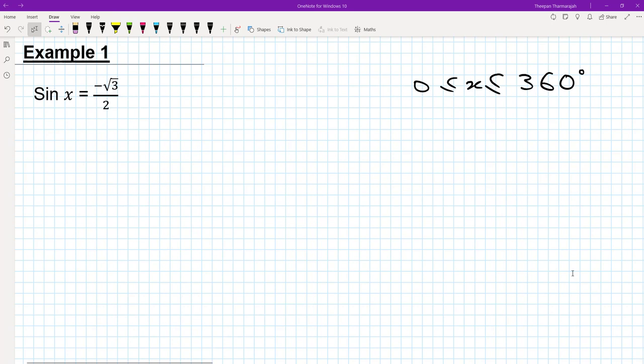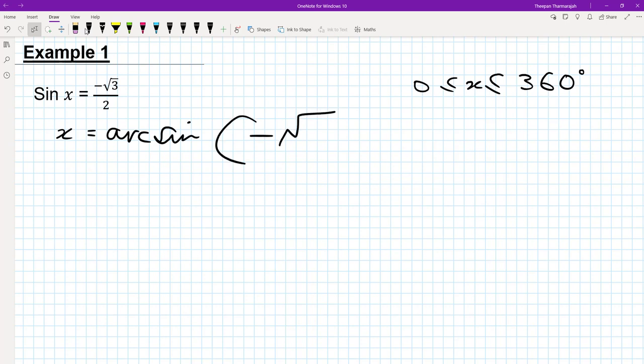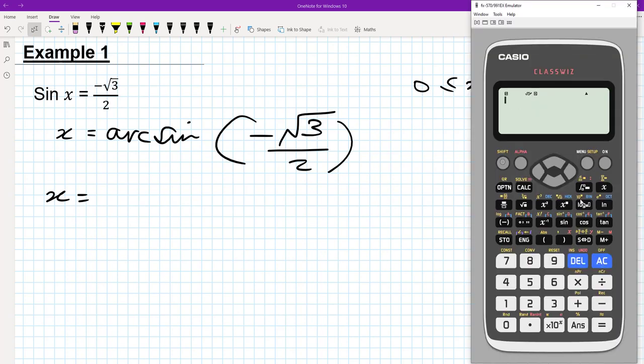In this next example, we now need to learn how to deal with when we have a negative value. So we can say x is equal to arc sine minus root 3 over 2. Type that into our calculator. And that will give you minus 60 degrees.